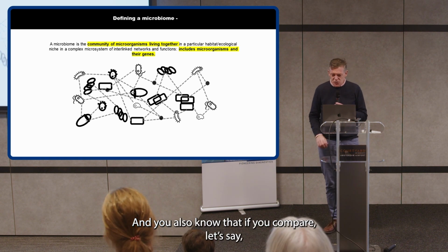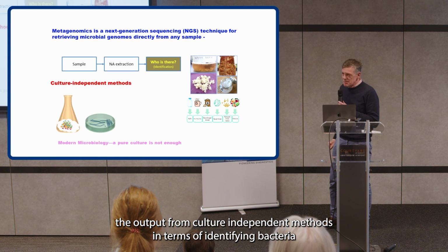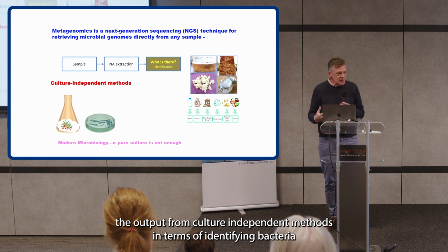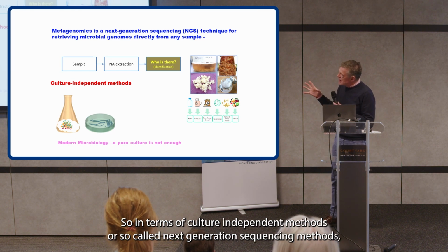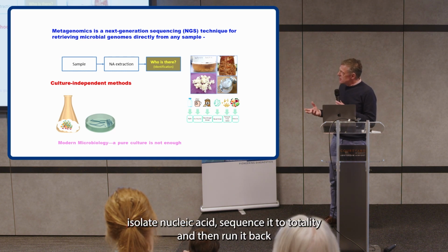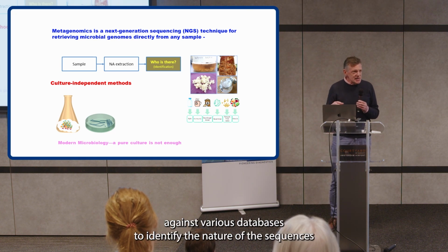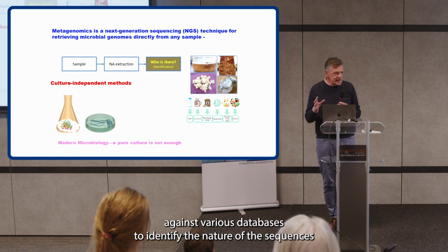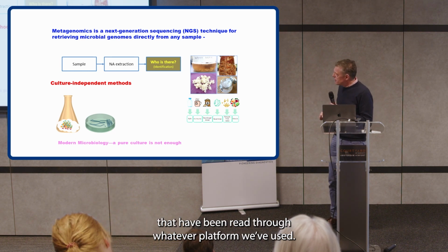And you all also know that if you compare, let's say, the output from culture-independent methods in terms of identifying bacteria versus the traditional culture-based approaches, there's a gulf of a difference between them. So in terms of culture-independent methods, or so-called next-generation sequencing methods, we can take any sample we care to think about, isolate nucleic acid, sequence it to totality, and then run it back against various databases to identify the nature of the sequences that have been read through whatever platform we've used.